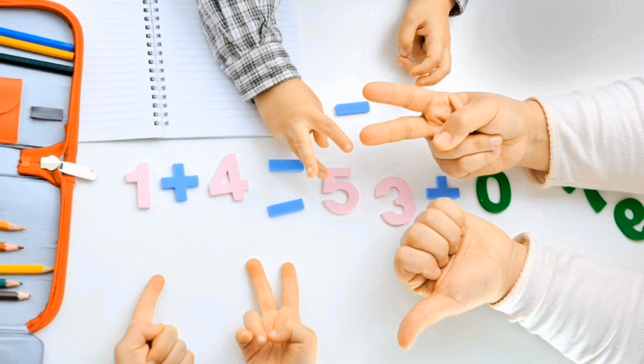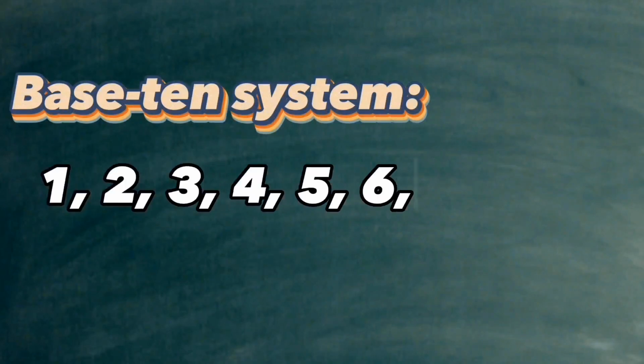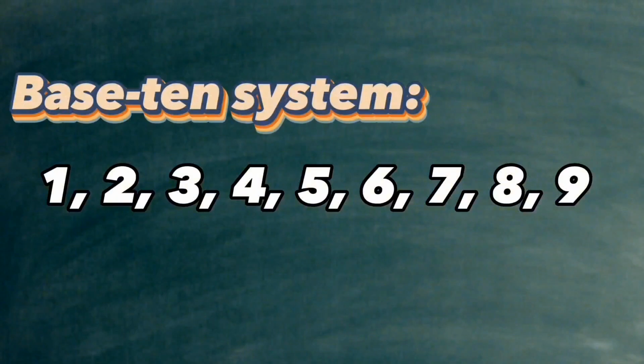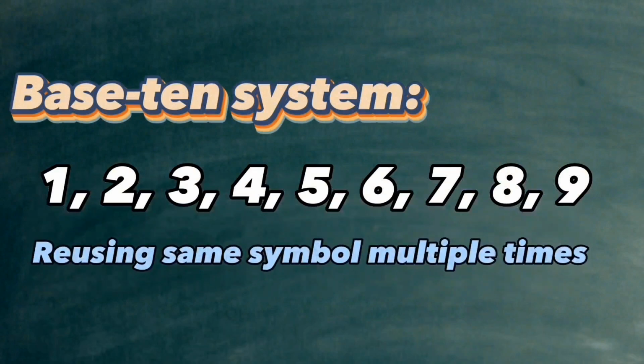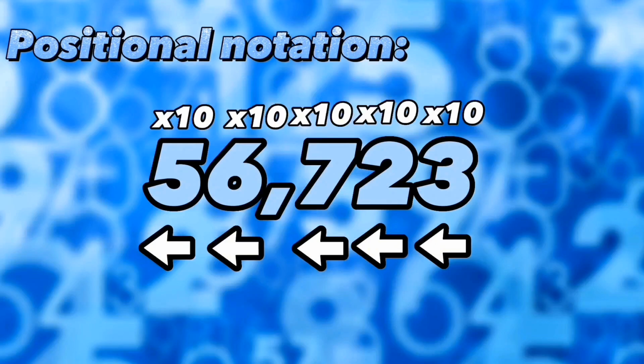In order to understand this, we must talk about the system we use every day to represent numbers, the base 10 system. The base 10 system has 9 symbols, 1, 2, 3, 4, 5, 6, 7, 8, and 9. We use these symbols to represent many other numbers by reusing the same symbol over and over again. This happens by something called positional notation. What happens is that the number gets greater and greater as the digit increases. In the case of the base 10 system, it gets greater by 10.